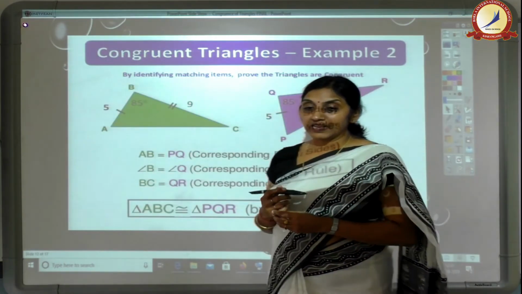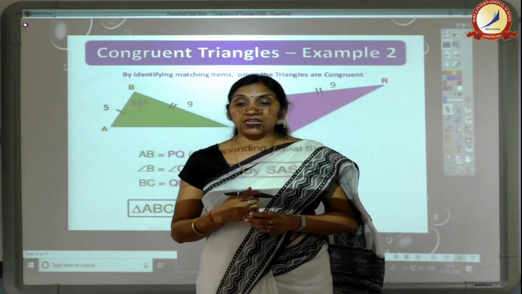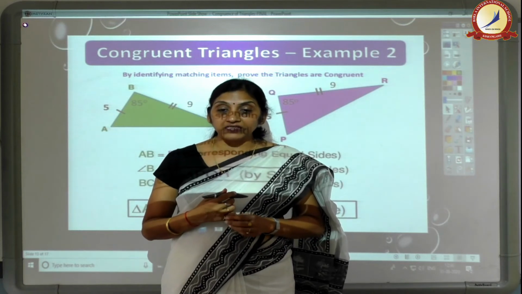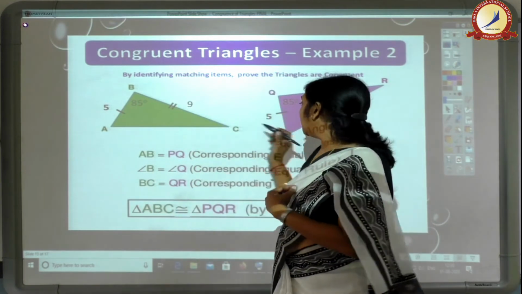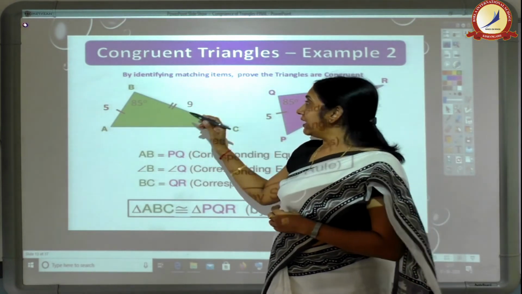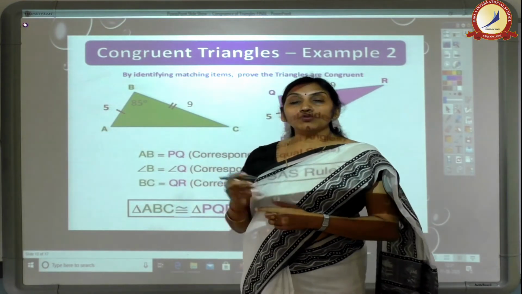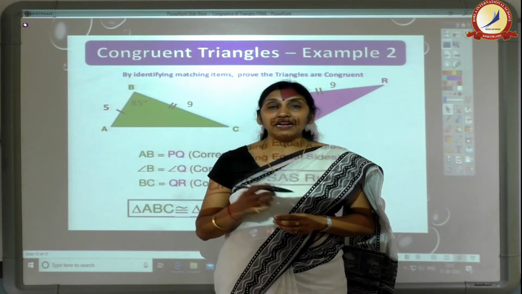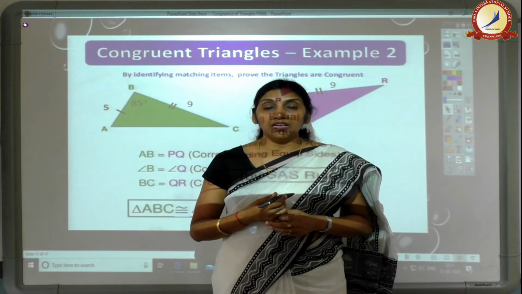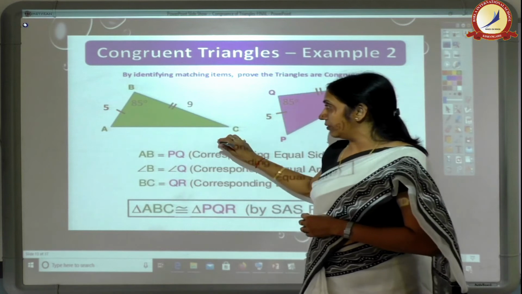Let us quickly see the example. If you see in the example, triangle ABC is congruent to triangle PQR by SAS congruency rule, as side AB is equal to side PQ, side CB is equal to side RQ, and angle B is equal to angle Q. So, two sides of one triangle are equal to the corresponding two sides of the other triangle, and the included angle of one triangle is equal to the corresponding included angle of the other triangle. Hence, these two triangles are congruent by SAS congruency rule.